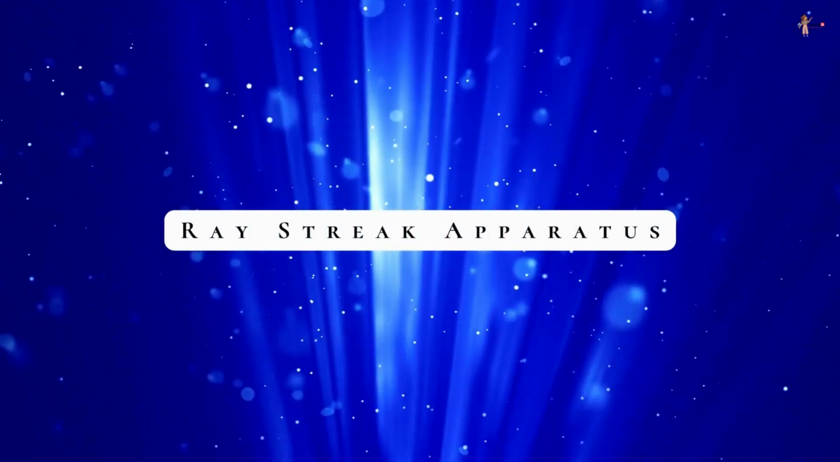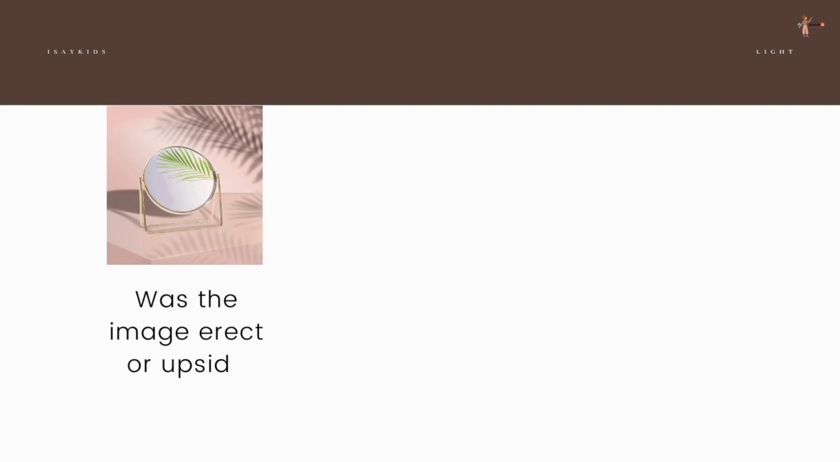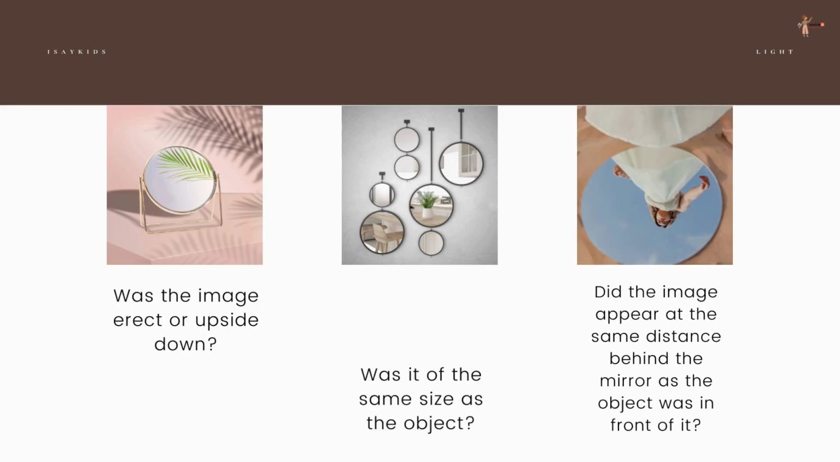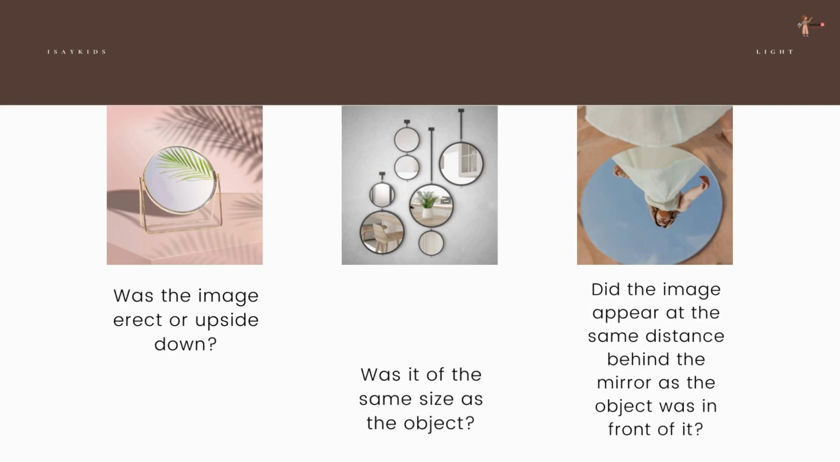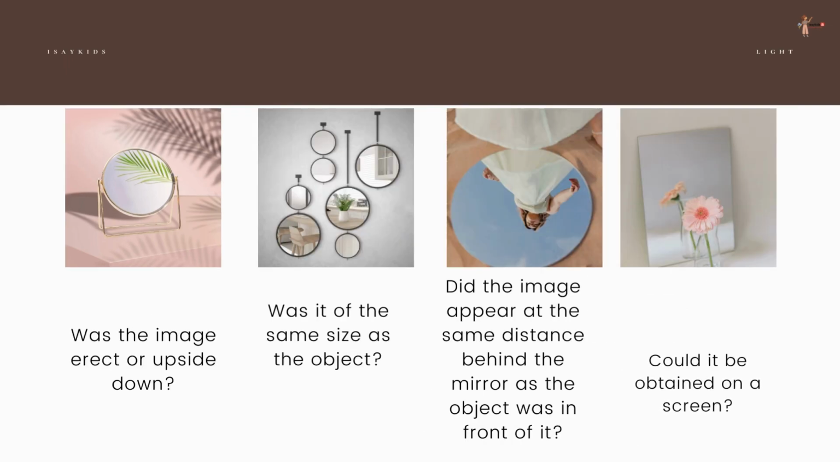Now, do you remember that in class 7 you had studied some features of the image of an object formed by a plane mirror? Do you recall those features, like was the image erect or upside down? Was it of the same size as the object? Did the image appear at the same distance behind the mirror as the object was in front of it? And lastly, could it be obtained on a screen? Let us understand a little more about the formation of an image by a plane mirror in the following way.